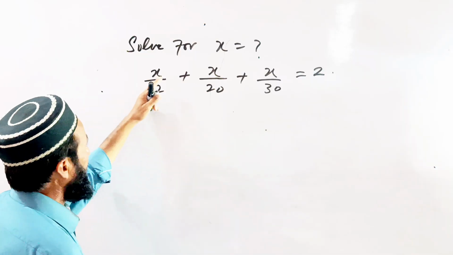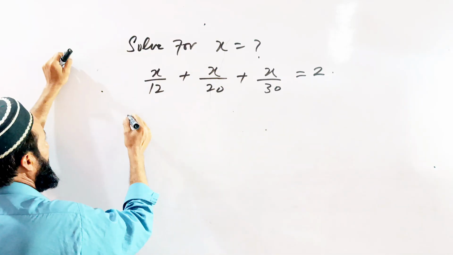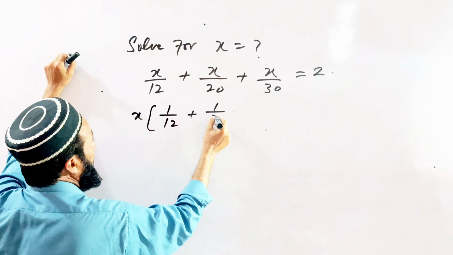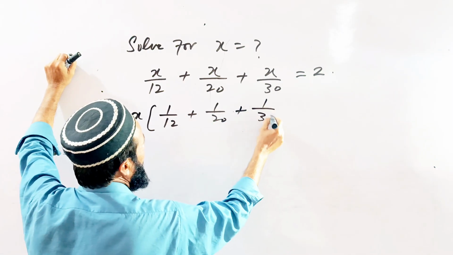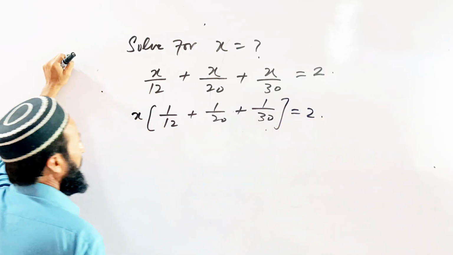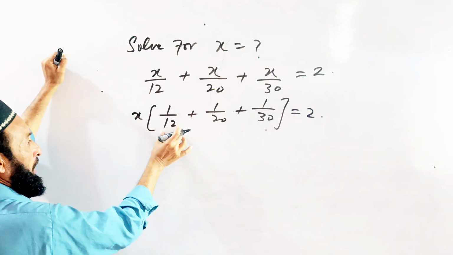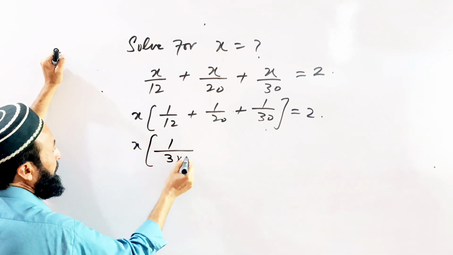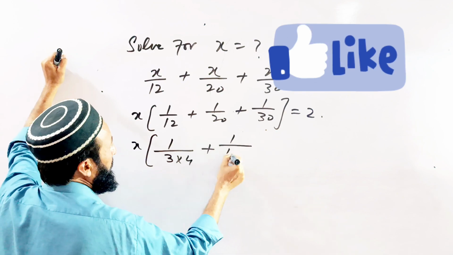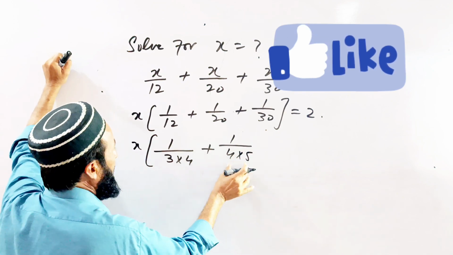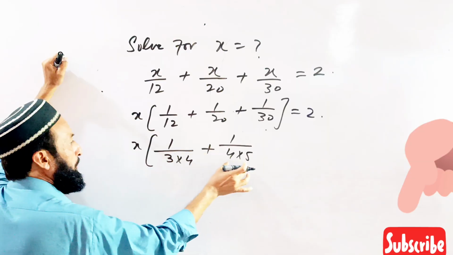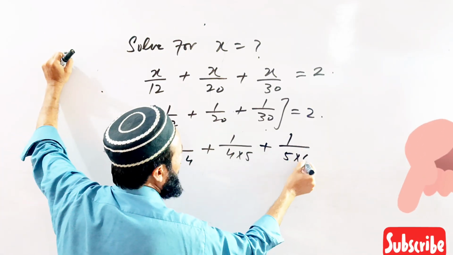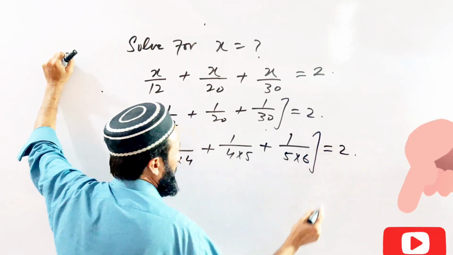First method: if we take x common from the denominator terms, we can write x(1/12 + 1/20 + 1/30) = 2. Now we are factoring 12, 20 and 30. We can write 12 as 3 multiplied by 4, 20 as 4 multiplied by 5, and 30 as 5 multiplied by 6, so we get 1/(3×4) + 1/(4×5) + 1/(5×6) = 2.